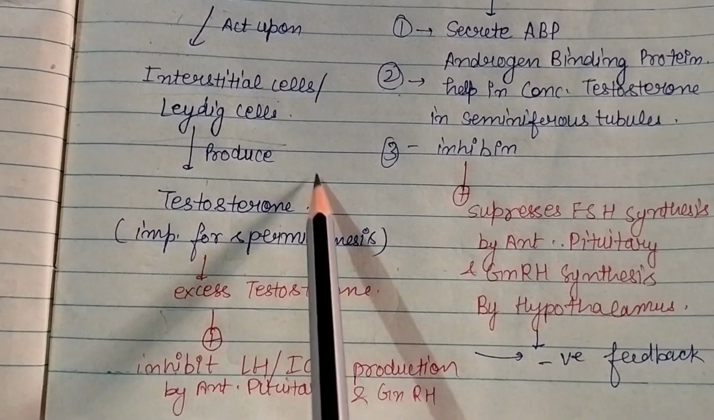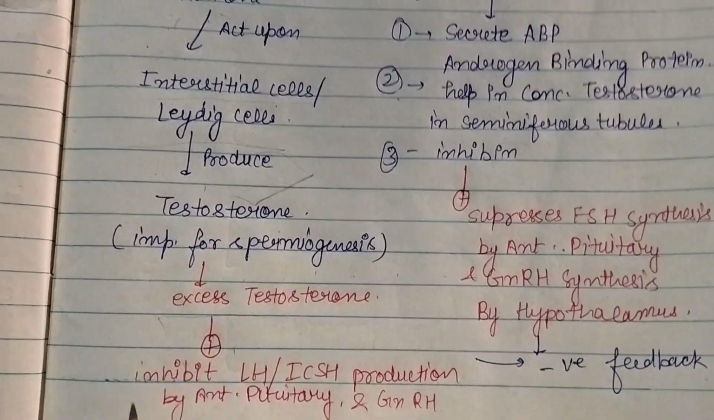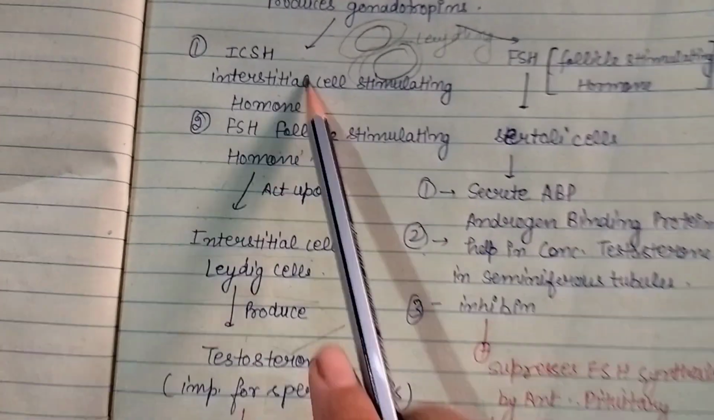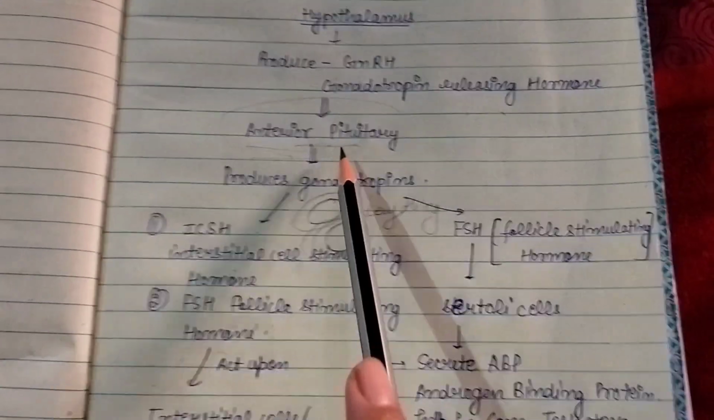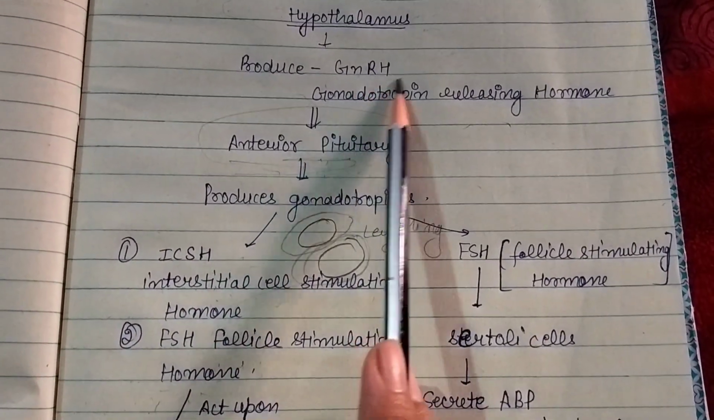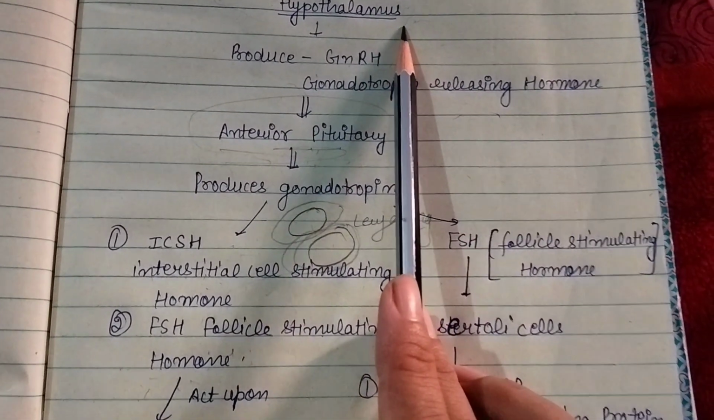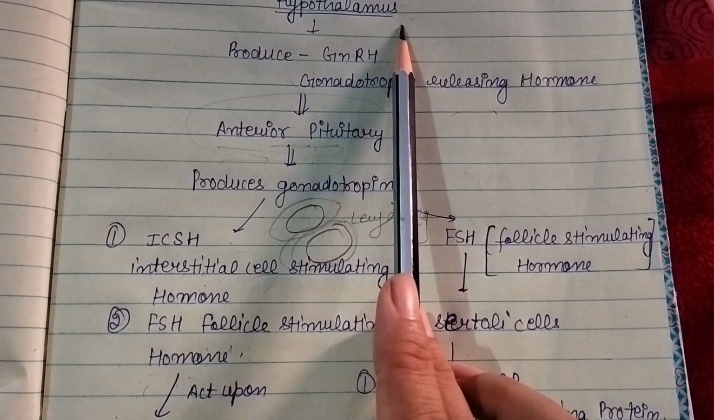But if this testosterone is secreted in excess, it will inhibit the secretion of ICSH and FSH from the anterior pituitary and gonadotrophin releasing hormone from the hypothalamus. That's why it is known as the negative feedback mechanism.